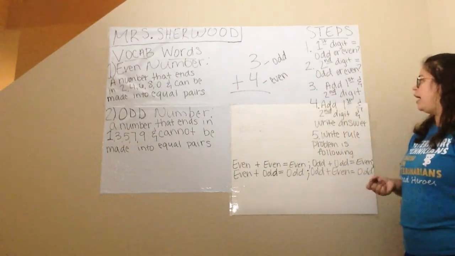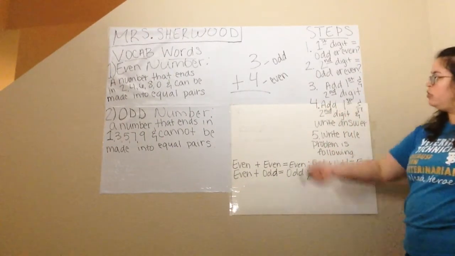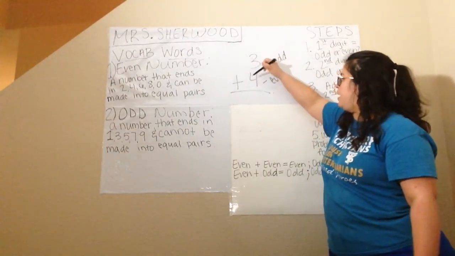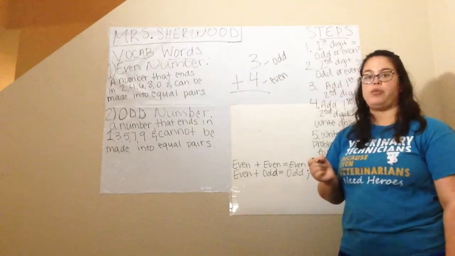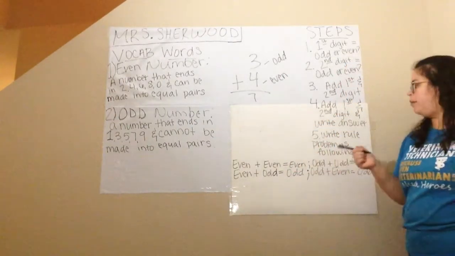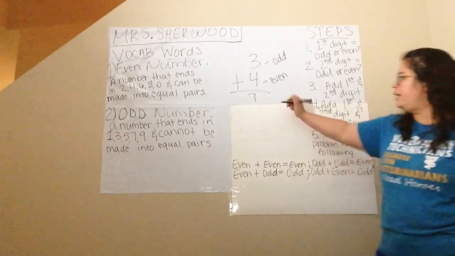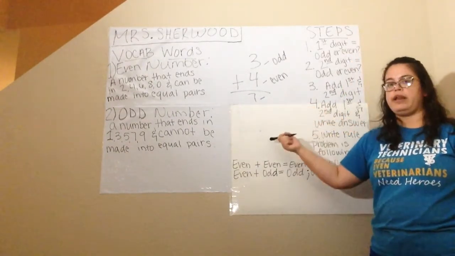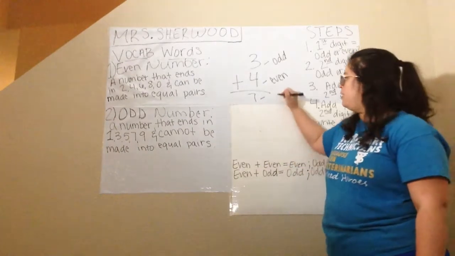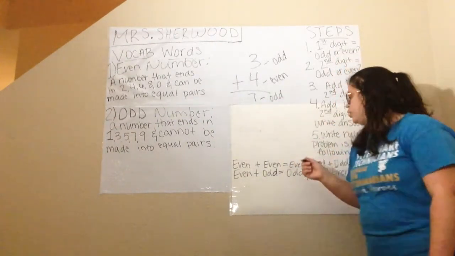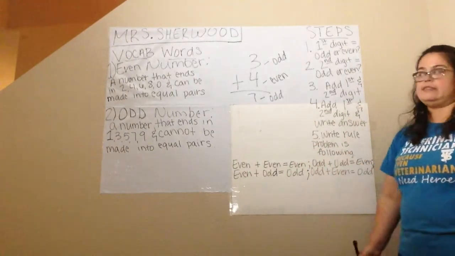Third step, we're going to add the first and second digit. So we've got 3, 4, 5, 6, 7. 3 plus 4 equals 7. Fourth step, write your answer. Okay, and then we're going to see what our answer is. Is our answer an odd or an even number? Number 7 is an odd number. So we're going to write our rule that the problem is following.